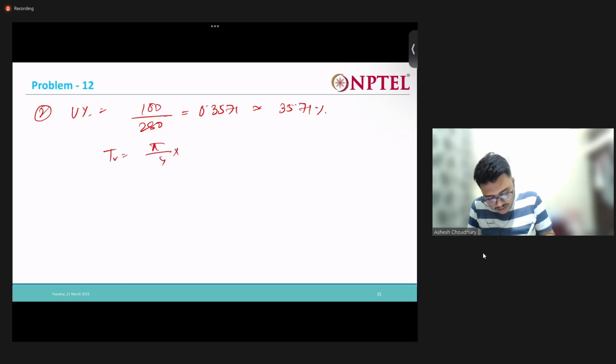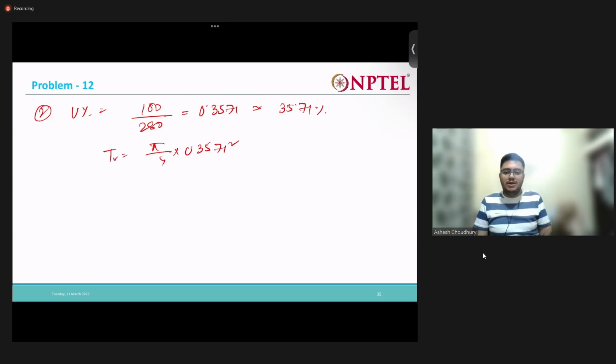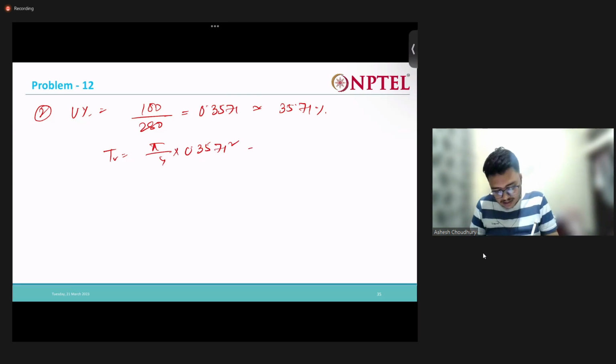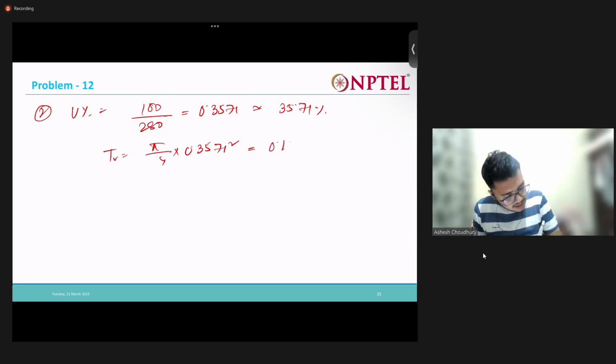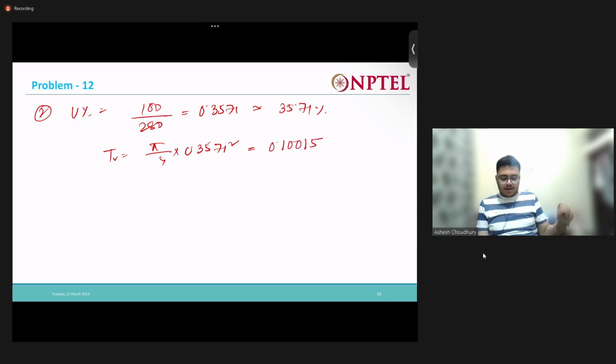Now for this one I can find Tv. Tv is pi by 4 into 0.3571 square. I am using this relation because my U percent is less than 60%. So pi by 4 into 0.3571 square gives you 0.10015. I got my Tv. I just need to find the time.